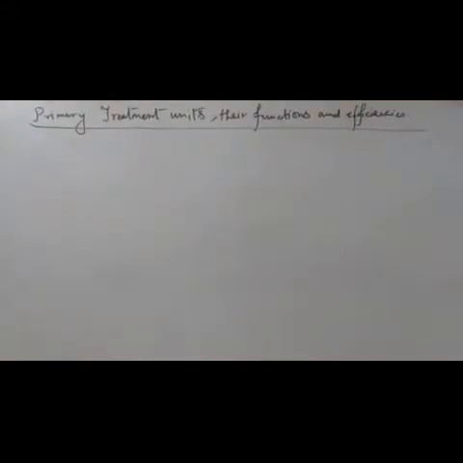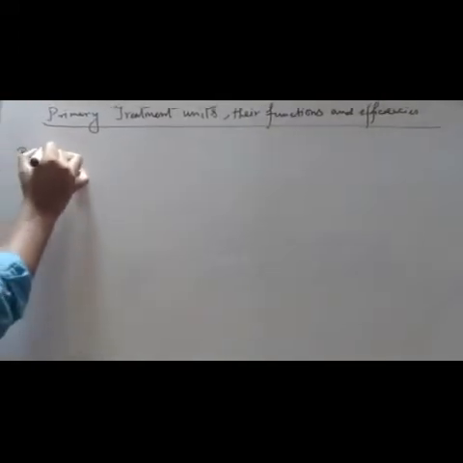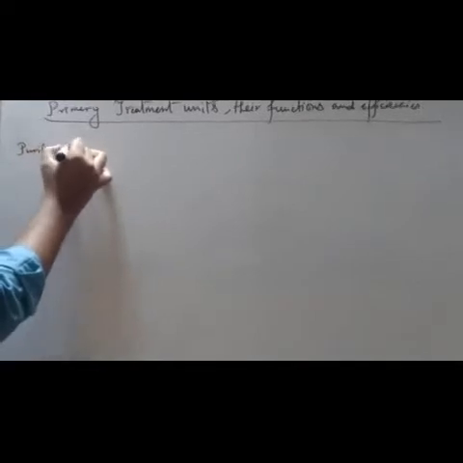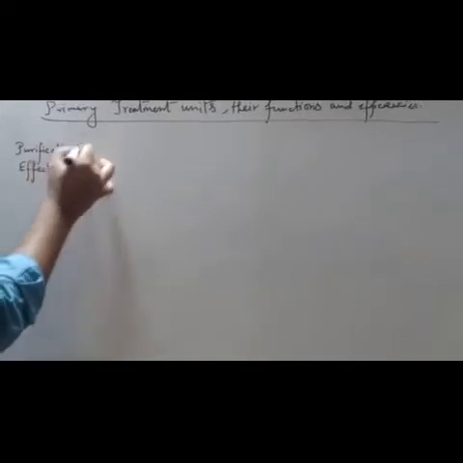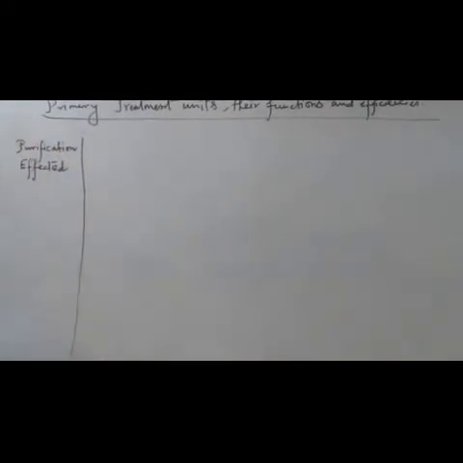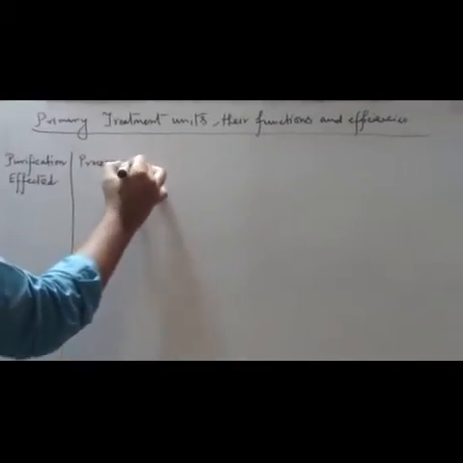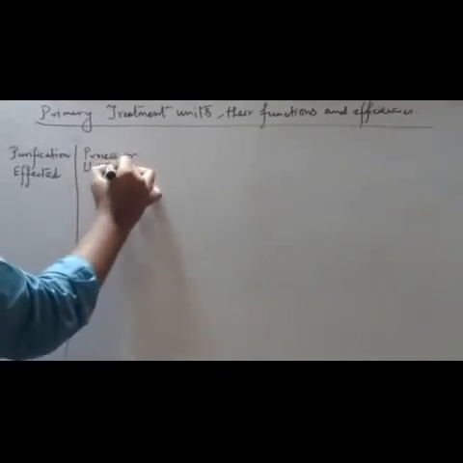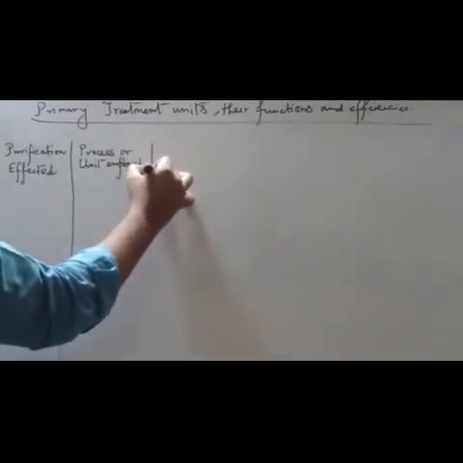First of all, put in the first column: purification affected. This is the first column. And the second column is process or unit employed.